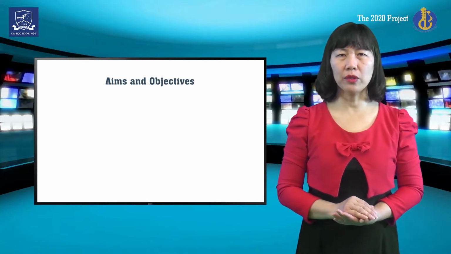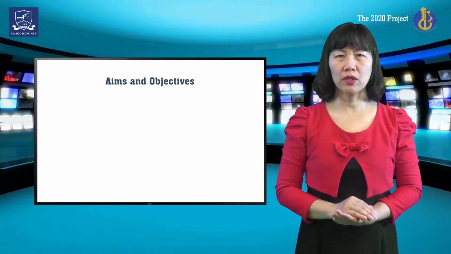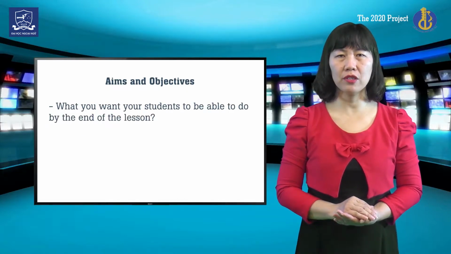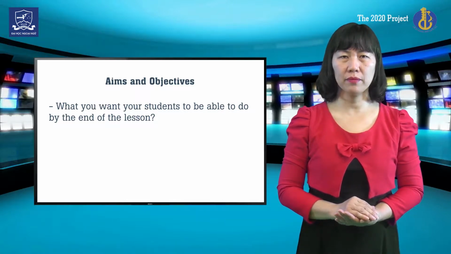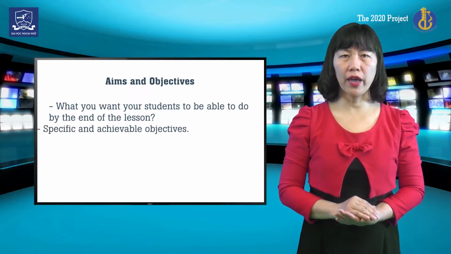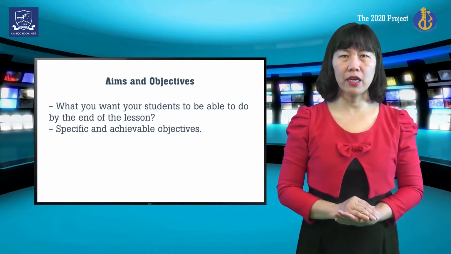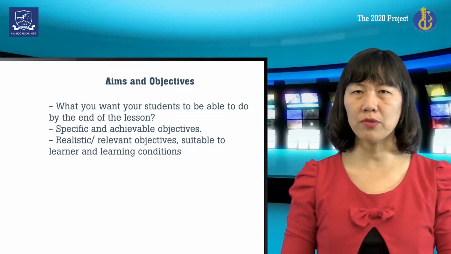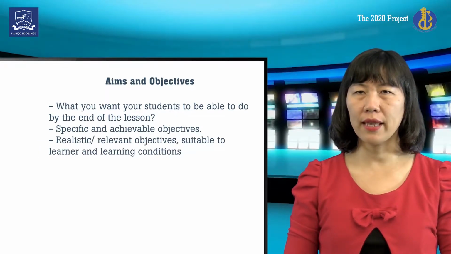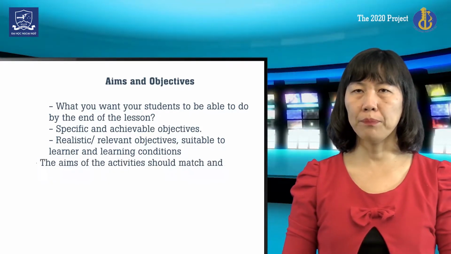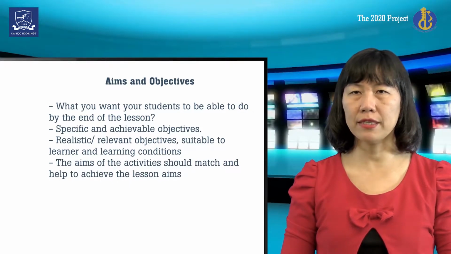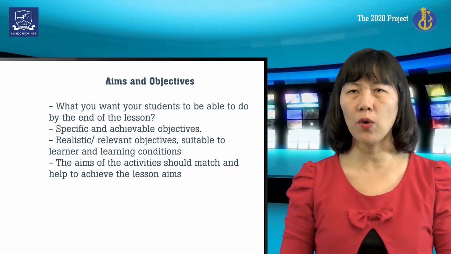If you want to write good aims and objectives, you should think of what you want your learners to be able to do, not in terms of what you want to teach them. Make sure you have specific objectives that can be achieved by the end of the lesson. You should also have realistic objectives which are suitable for the resources and relevant to the learner's needs in real life. One important thing teachers should remember is that the purpose of each activity should help to achieve the aims of the whole lesson.